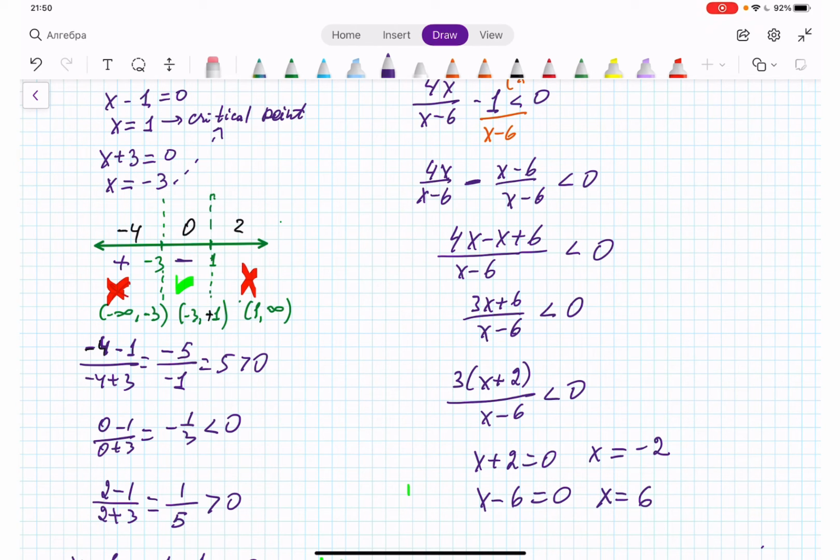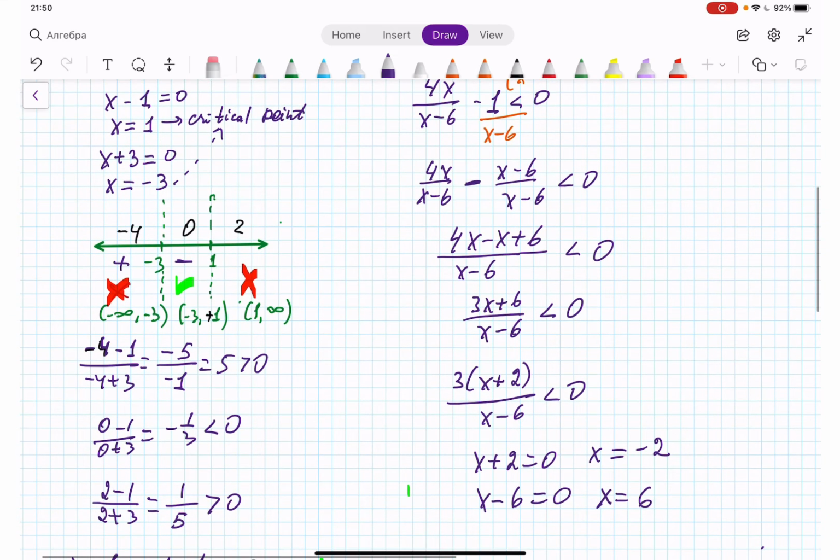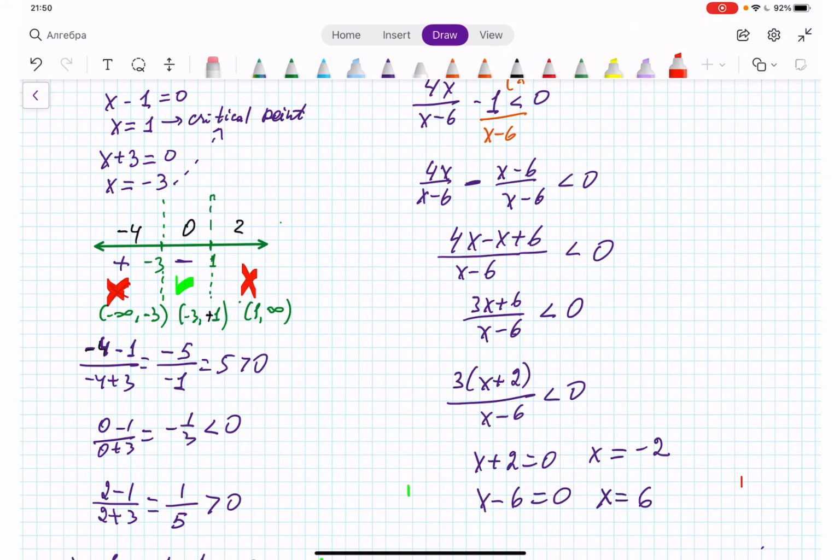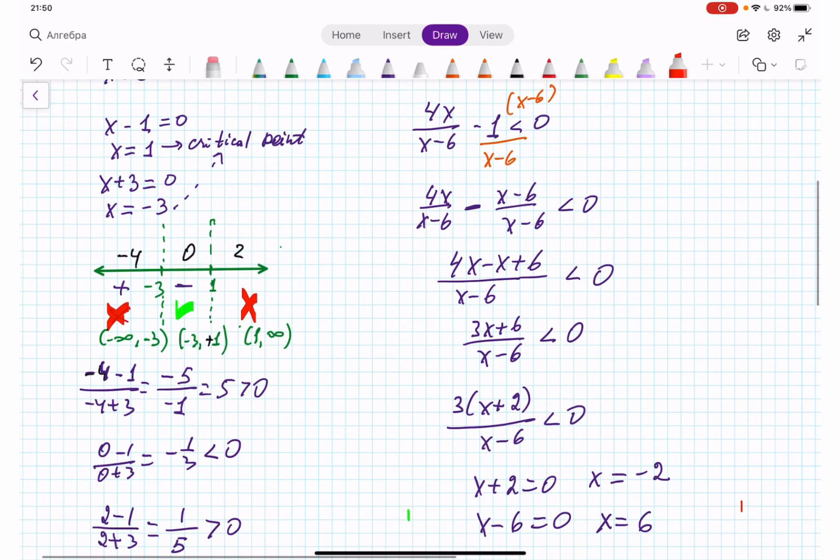So x cannot be equal to positive 6 because when x is positive 6, the denominator becomes 0. So we cannot divide by 0. It cannot happen. And when x is equal to negative 2, the numerator becomes 0, and the answer is 0, which also does not satisfy because it cannot be equal to 0. It says only less than 0.